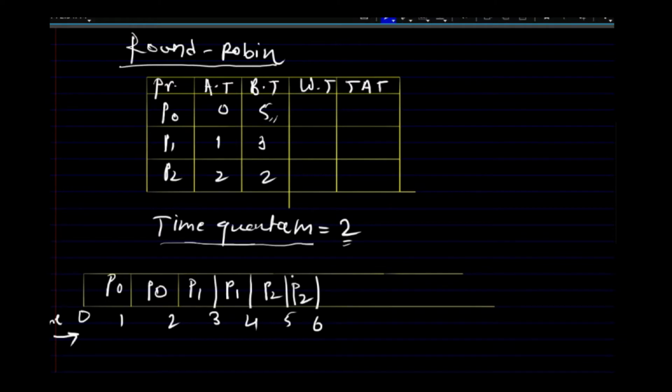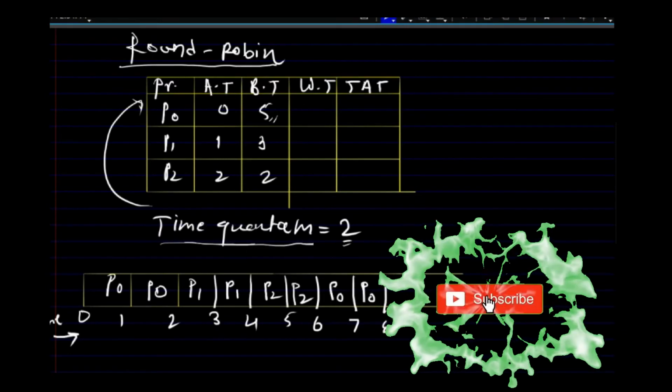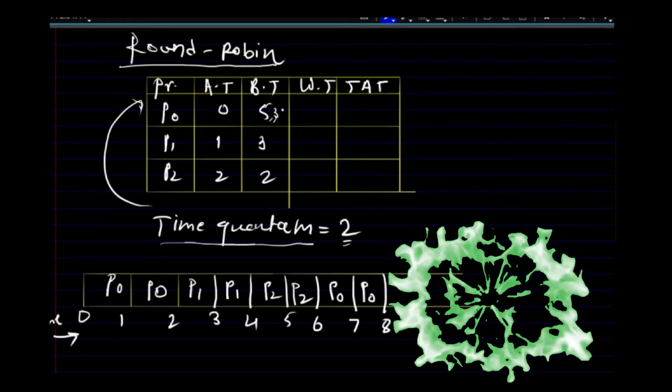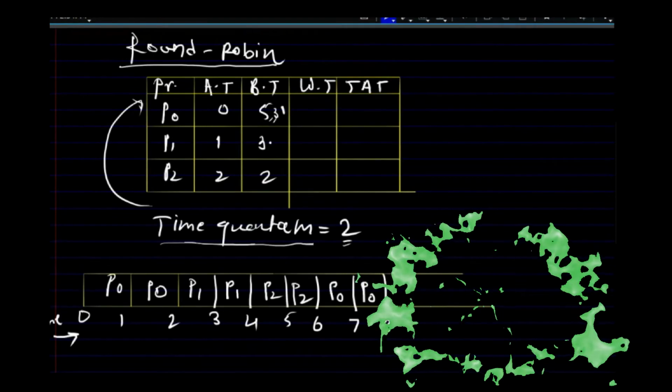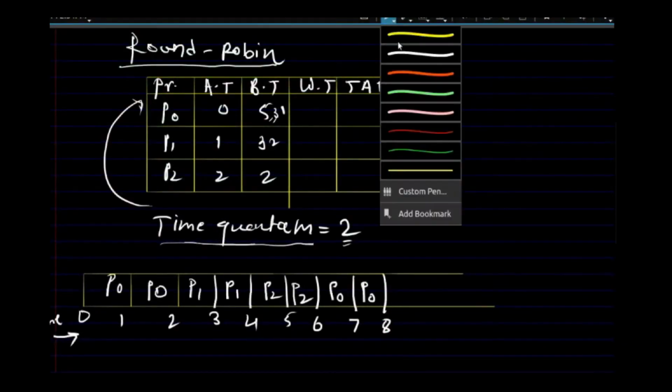Okay. Then no new processes are arriving in the queue, so that's why we will again go back to process P0. Now it has executed for 2 units of time, that means it has 3 units of time remaining. So we will execute P0 here, then again we will execute P0 here. So from 6 to 7 and 7 to 8, P0 is executed. So its remaining time was 3, now its remaining time will be 1.